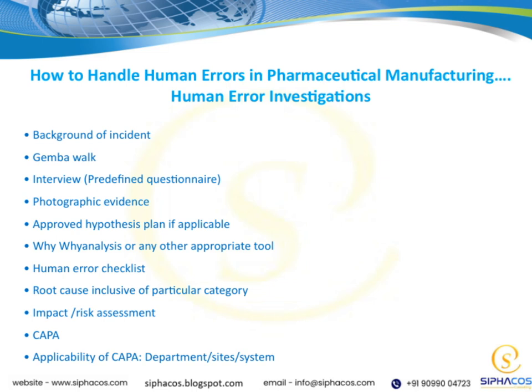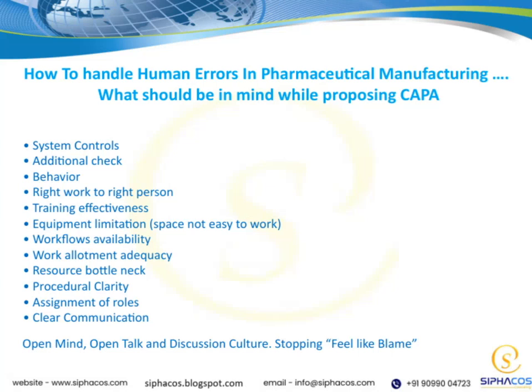Finally, we need to consider where CAPA applies, whether across a particular department, site, or system, to ensure comprehensive and effective resolution. All these steps are interconnected and vital for maintaining quality and compliance in pharmaceutical manufacturing, especially when handling human errors. Let's talk about fostering an open mind, open talk, and a culture of discussion.